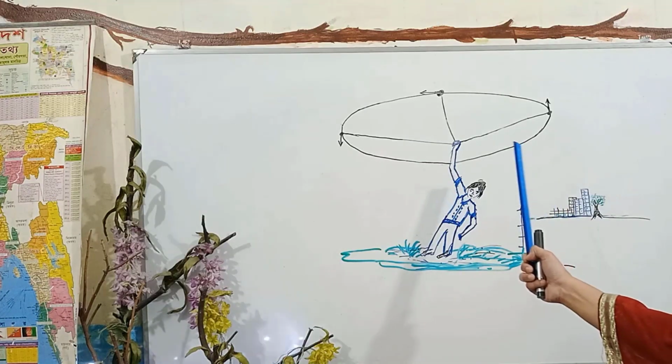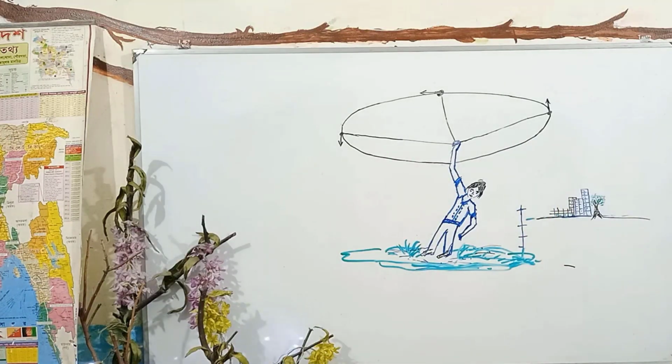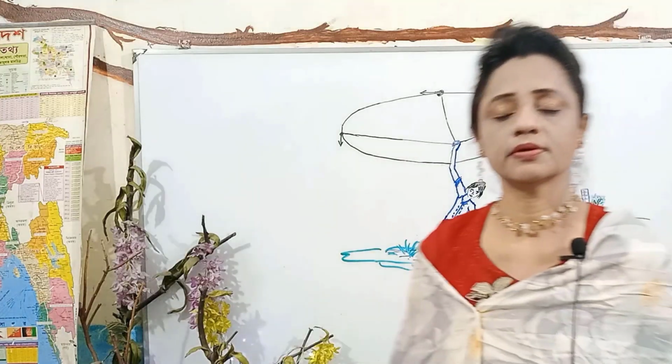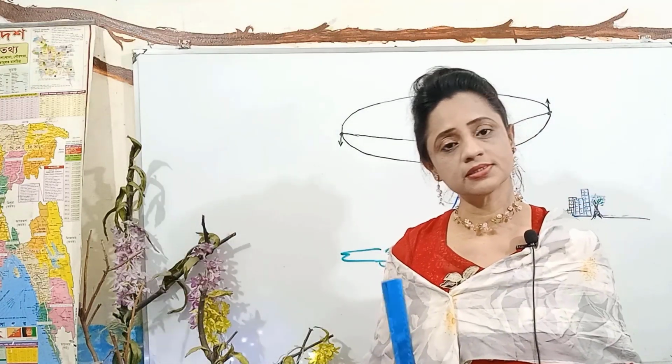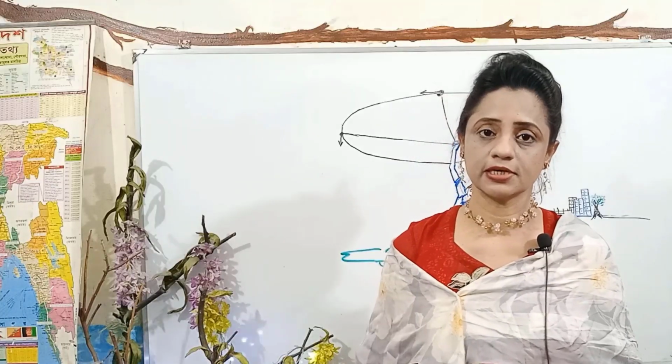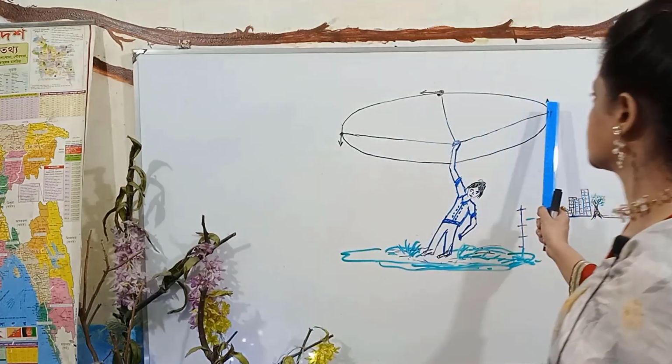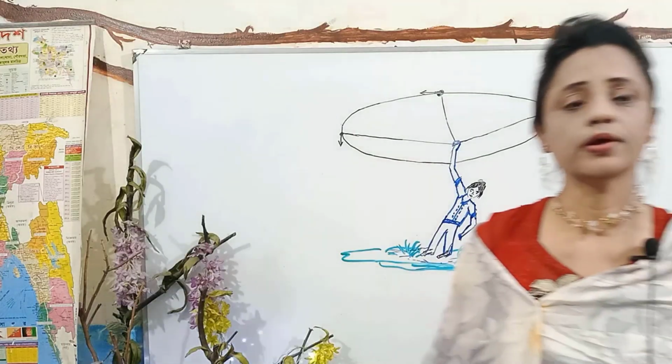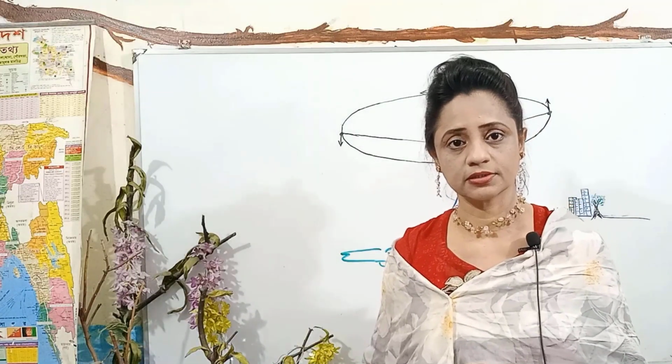Now it is an example of circular motion. So it is clear that the speed is uniform because there is no change of magnitude. The magnitude is the same, but the direction is changing continuously. Here the direction is changing continuously, so here the direction is different.